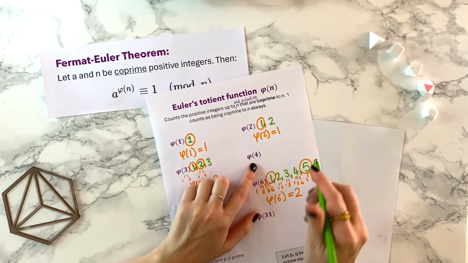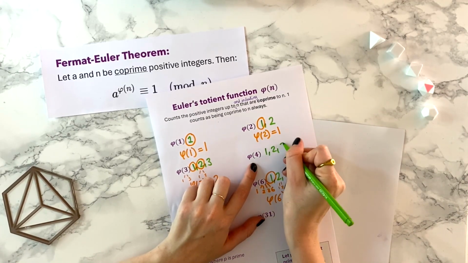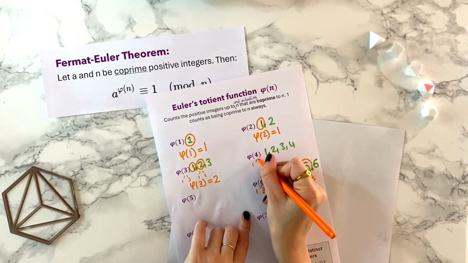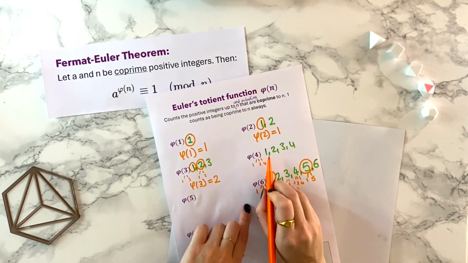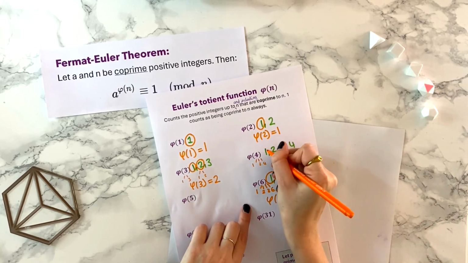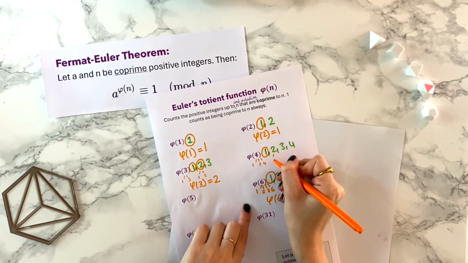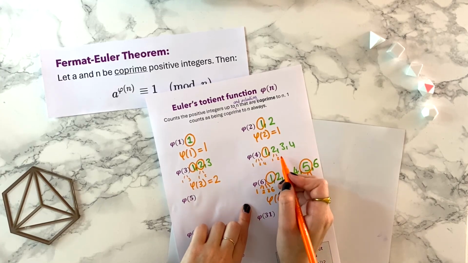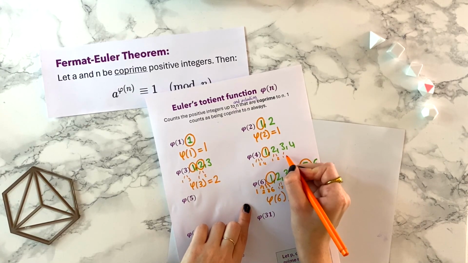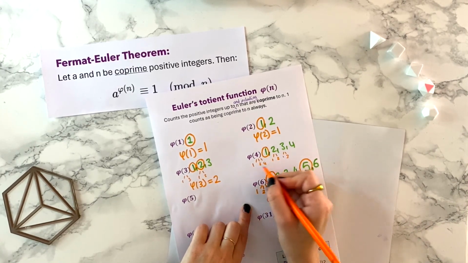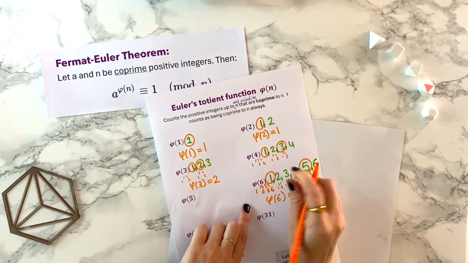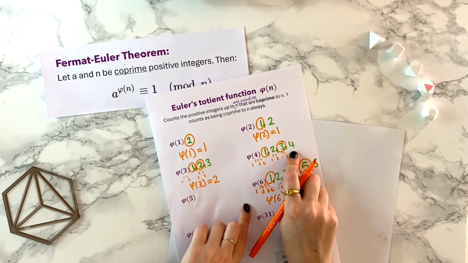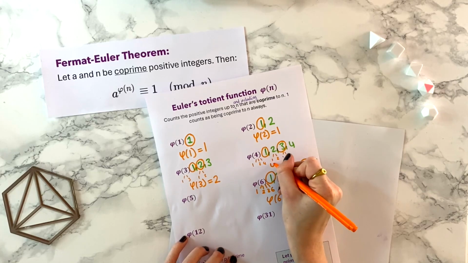Phi of 4, so let's write all the numbers up to and including 4. Factors of 4 are 1, 2 and 4. We know 1 is going to be coprime. 2 has the factors 1 and 2. We have 2 in common with 4, so that's not coprime. 3, we have a 1 and a 3 as factors. The only thing in common is the 1, so that is coprime to 4, and 4 is not coprime to itself. So phi of 4 is 2.